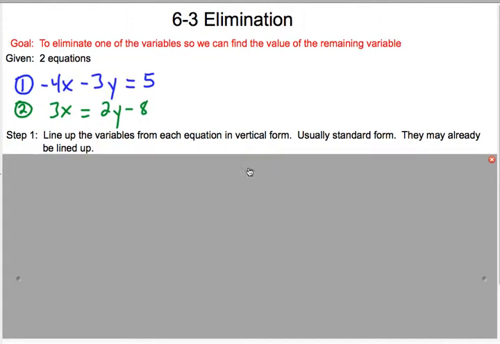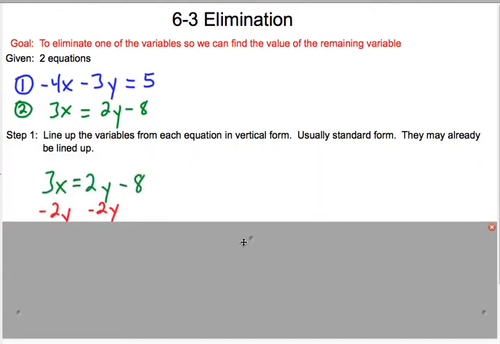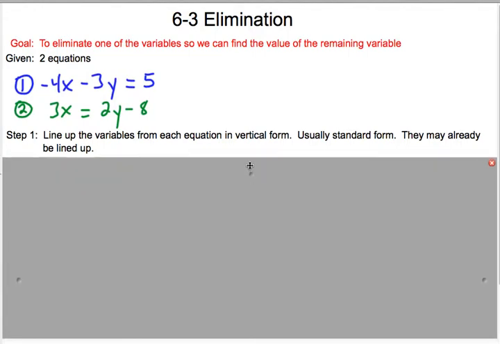Step one is to line up the variables from each equation in vertical form. Usually that's standard form, but the x and y don't have to be on the same side. They may already be lined up. Well, I purposely chose one that is not lined up so that we know what to do when that happens. If you look at the blue and the green, we have the x and the y on the left side on the blue one, and then the x is on the left and the y is on the right in the green equation. So I need to line these up in vertical form, so I need to either have both the x and y on the left side, or I need to have just the x on the left side with the y on the right.